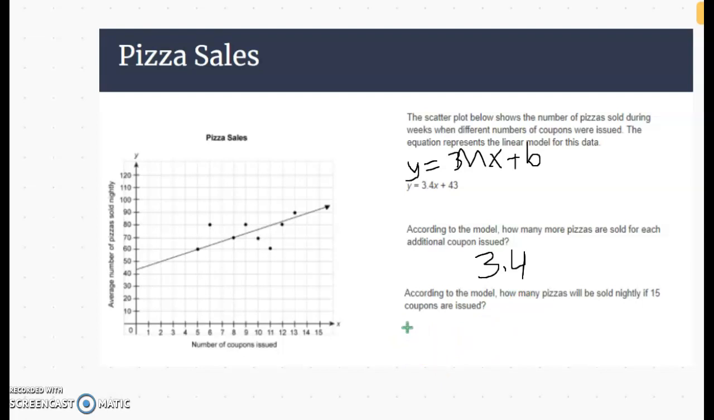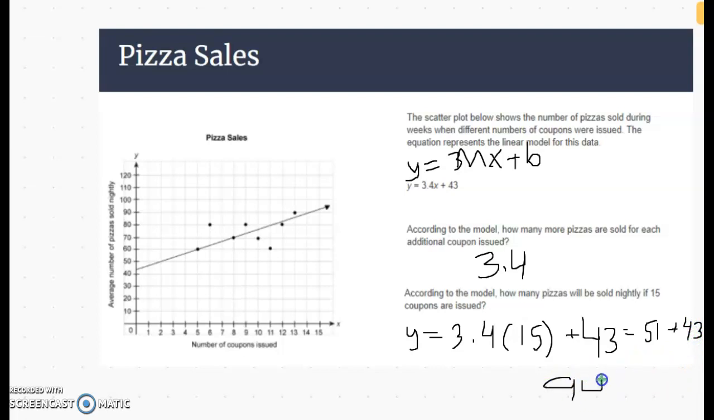And this last question, according to the model, how many pizzas will be sold nightly if they issue 15 coupons? That means you plug in 15 for x, and then add the 43. If we do 15 times 3.4, we get 51. So we're at 51 plus 43, and we get 94. Alright, so according to the data, if they have 15 coupons issued, they will sell 94 pizzas.